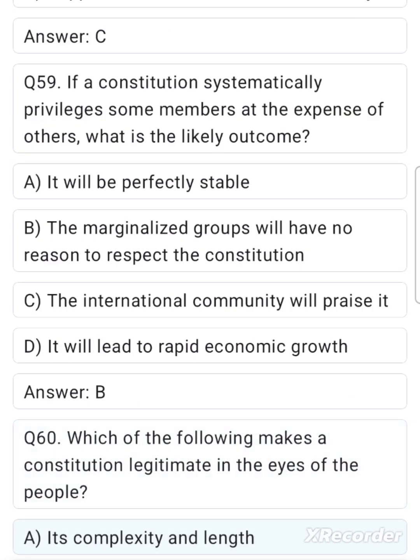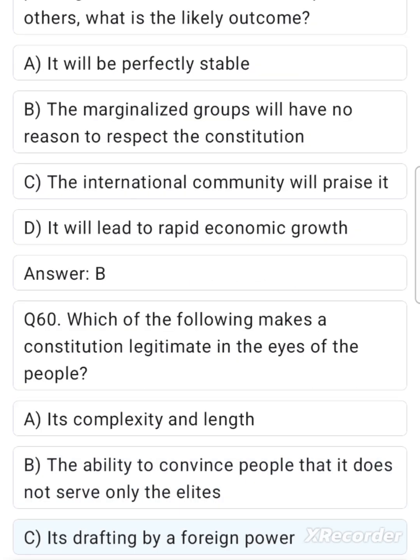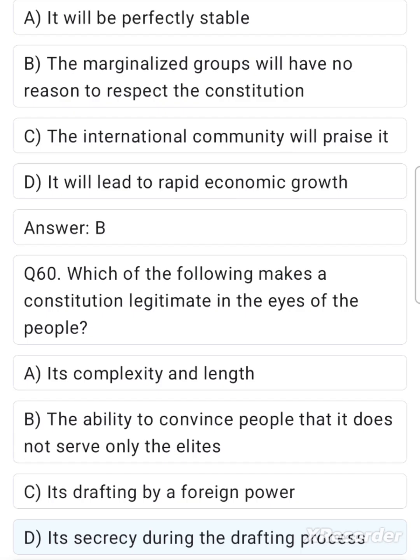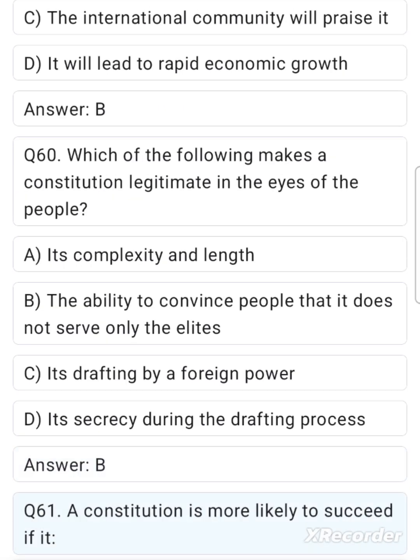Q60. Which of the following makes a constitution legitimate in the eyes of the people? A. Its complexity and length. B. The ability to convince people that it does not serve only the elites. C. Its drafting by a foreign power. D. Its secrecy during the drafting process. Answer: B.